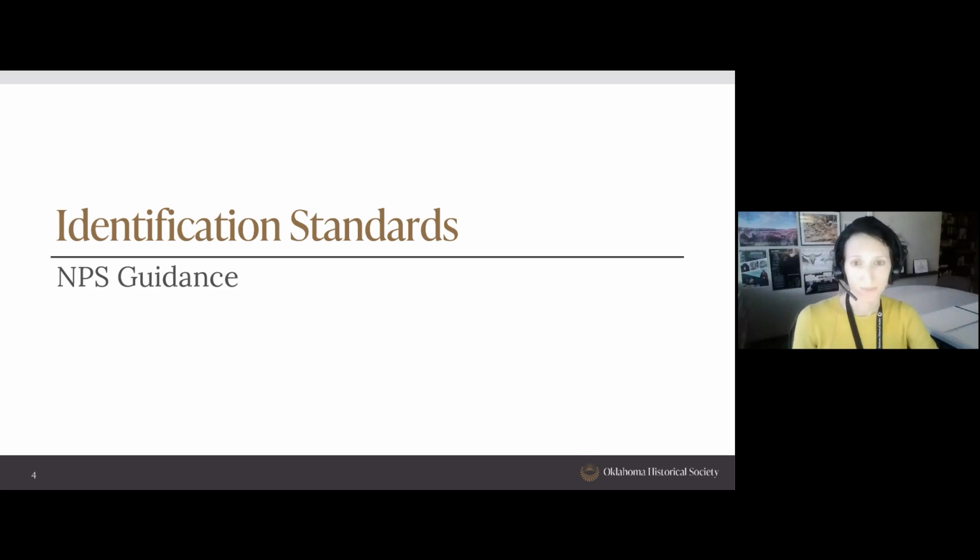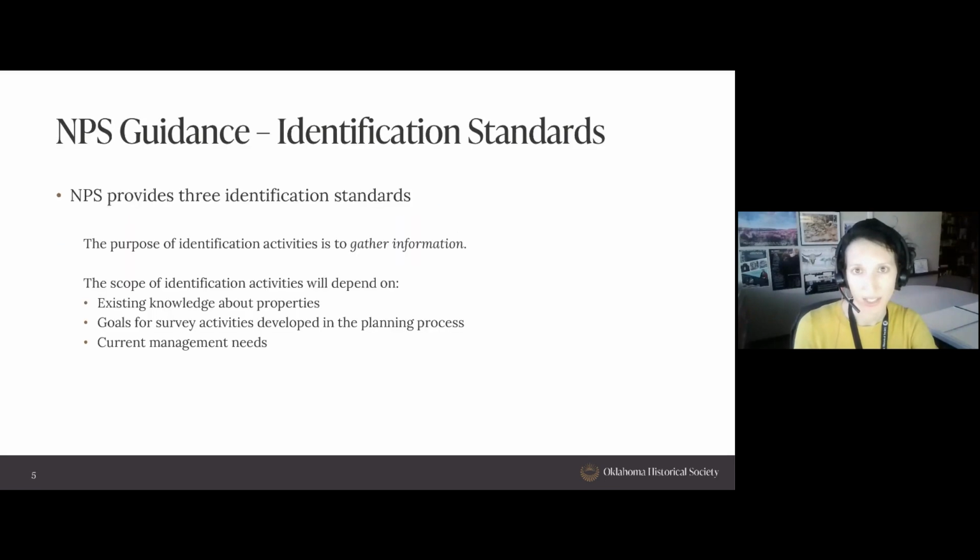So I'm going to begin by looking at the National Park Service guidance for identification standards. The Park Service provides 3 identification standards, and they emphasize that the purpose of identification activities is to gather information. The scope of identification activities depends on existing knowledge about properties, goals for survey activities developed during the planning process, and current management needs.